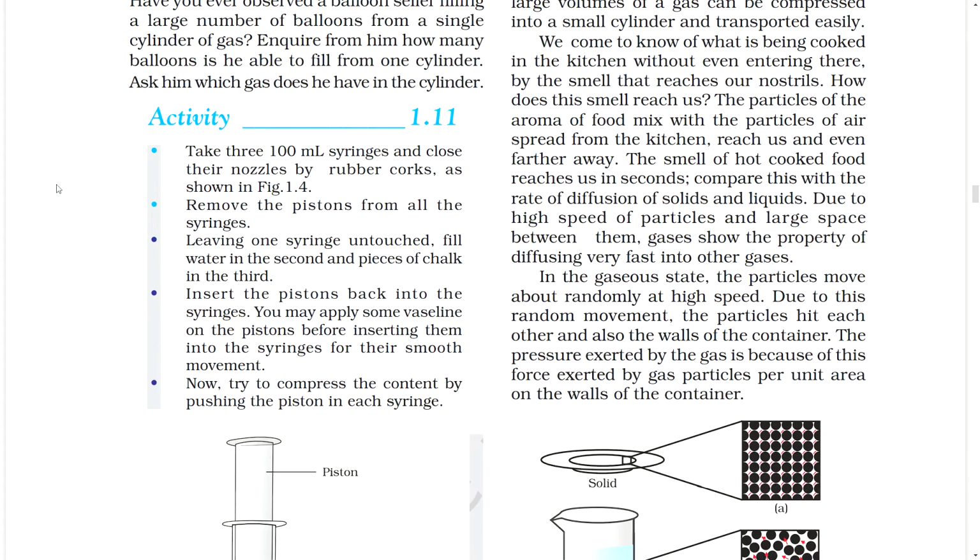Take three 100 ml syringes and close their nozzles with rubber corks as shown in the figure. Remove the piston from all the syringes. Leaving one syringe untouched, fill water in the second and pieces of chalk in the third. Insert the pistons back into the syringes. You may apply some Vaseline on the pistons before inserting them into the syringes.